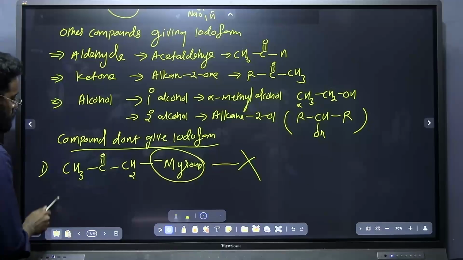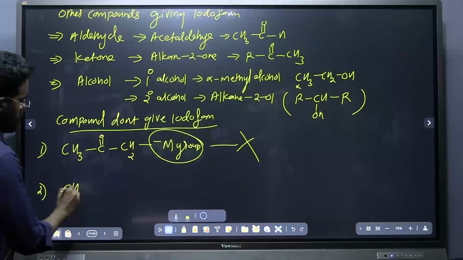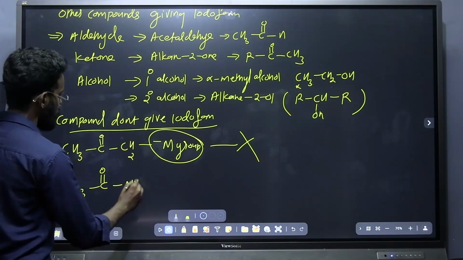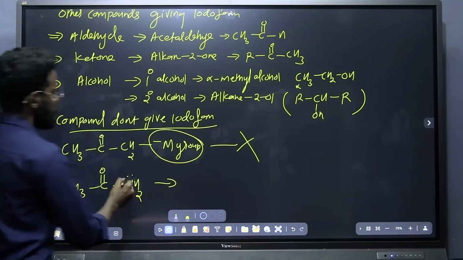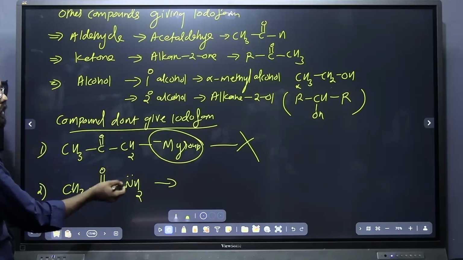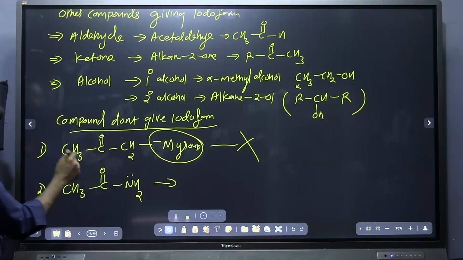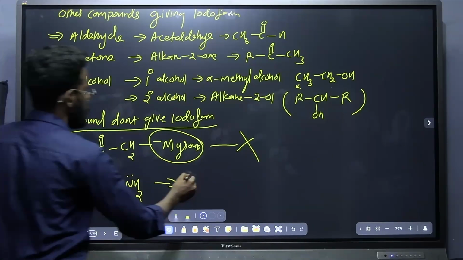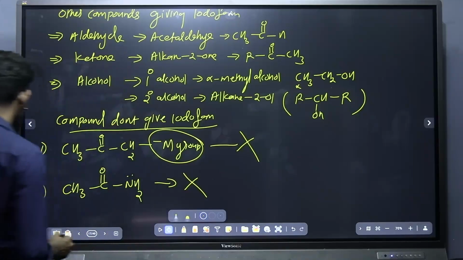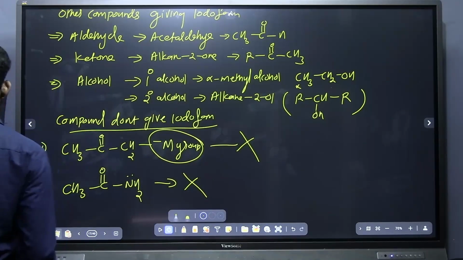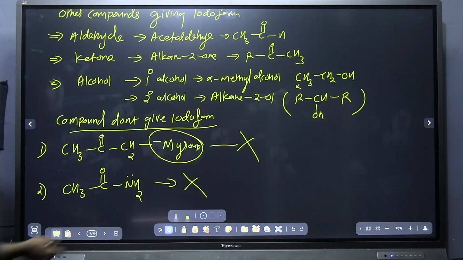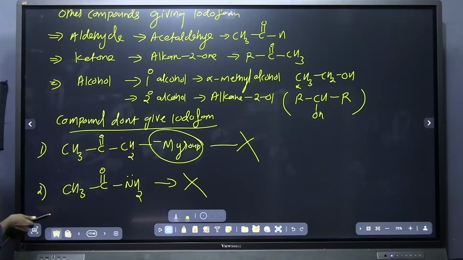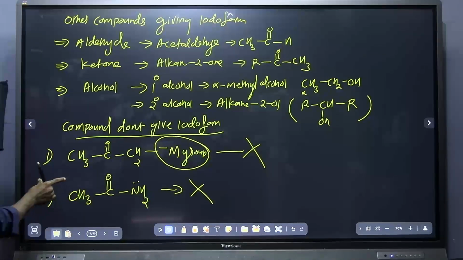That is one. Another one is CH3 C double bond O NH2. There is a base here, and this can do acid base reaction with the NaOH, and it will interrupt the iodoform formation, so it also won't give the reaction. This is an amide, and the OH group in the NaOH will do the acid base reaction, and they won't give the iodoform test. So this is a summary of iodoform.